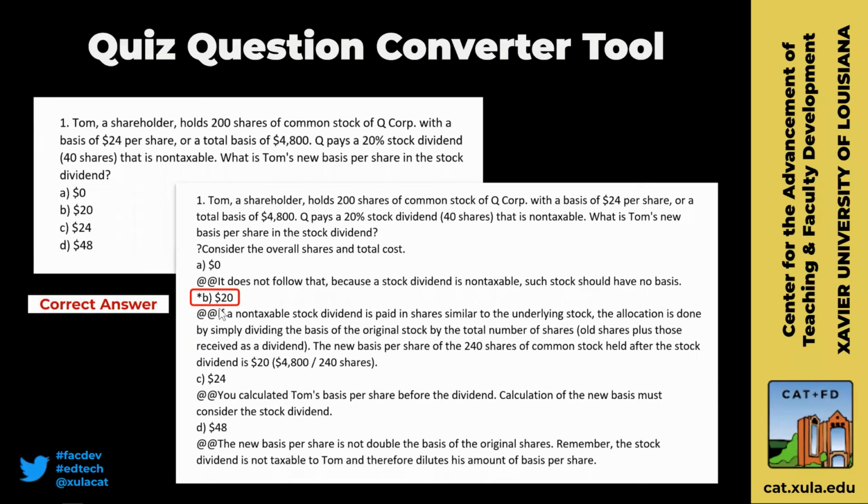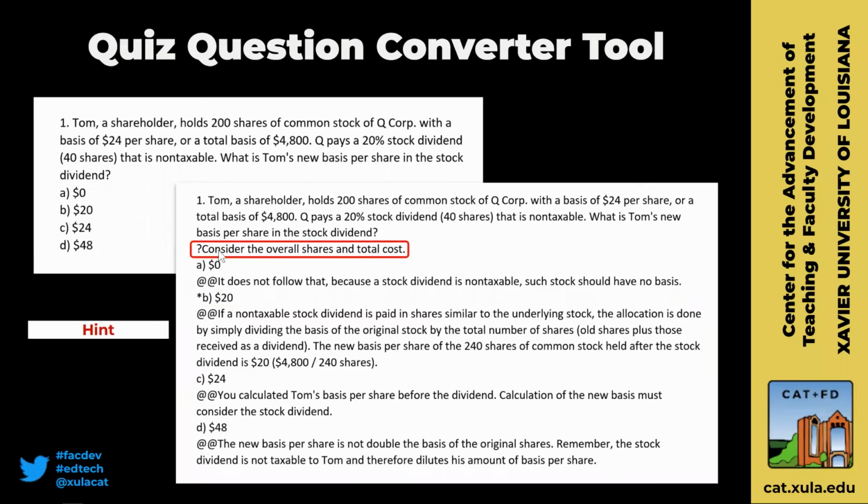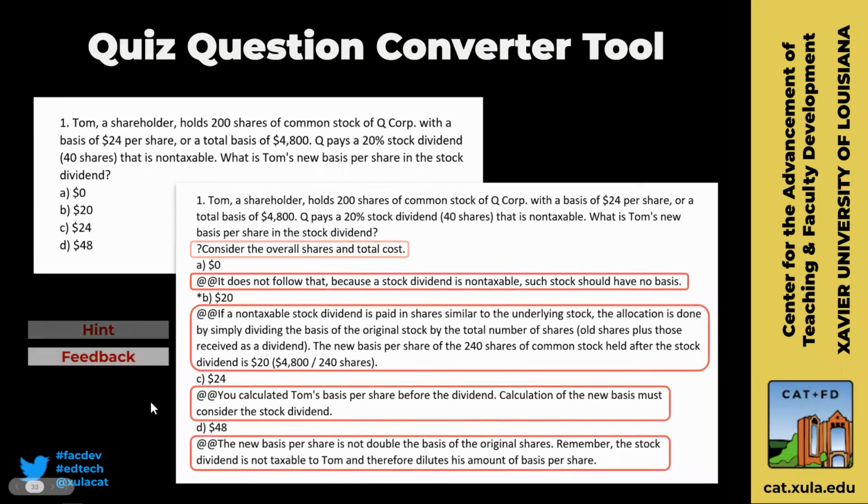So basically you would be identifying the correct answer by using this asterisk in front of the correct answer, right? You would identify something that's a hint by using this question mark. The feedback would be identified with 2 @ symbols, and this would be individual feedback for this answer choice. If I included 1 @ symbol, then that means I want to put that in the overall feedback box.